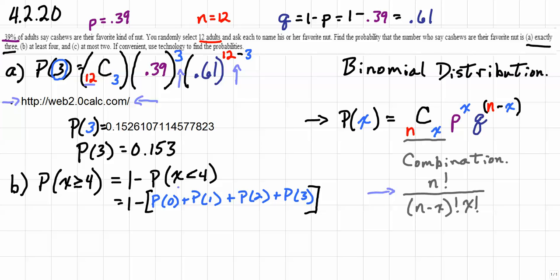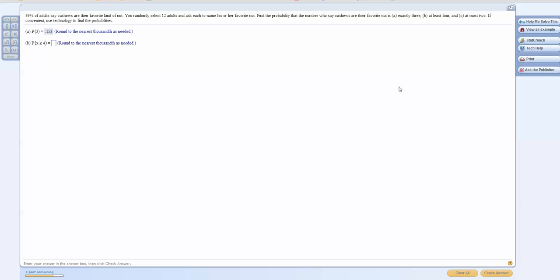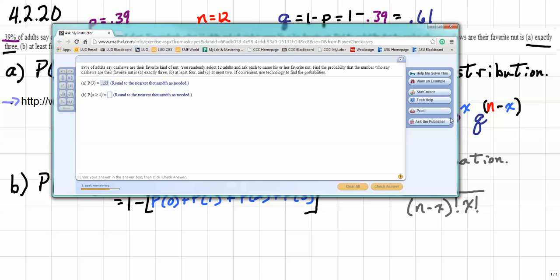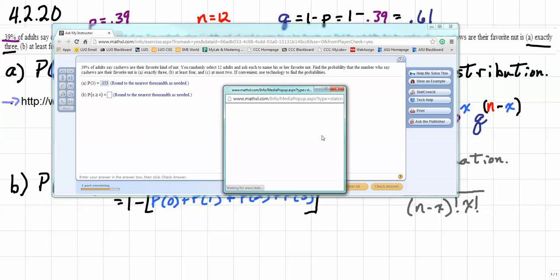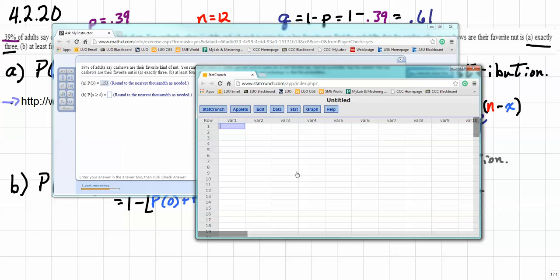Now, StatCrunch is proprietary software that comes with your subscription to MyStatLab. Okay, you'll notice over here on the right of this window, you've got your Help Me Solve This, View an Example, StatCrunch, Tech Help, Print, and Ask the Publisher. Now you can go ahead and left click StatCrunch, and this is going to open up another window. Okay, and here is the StatCrunch window.